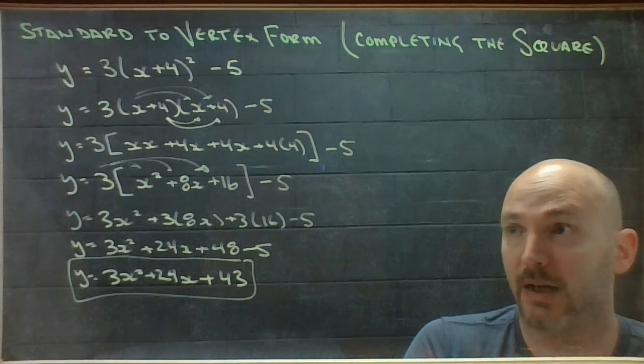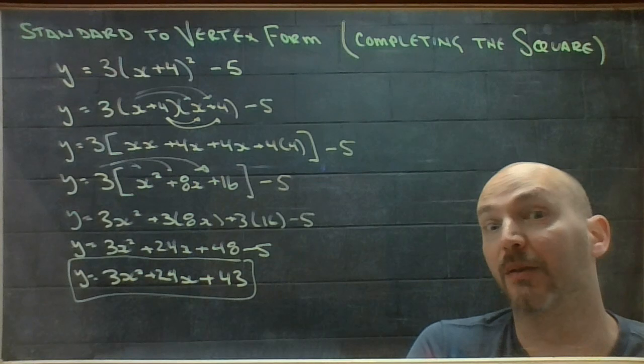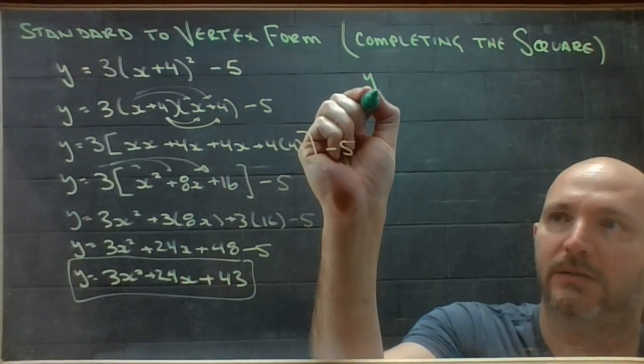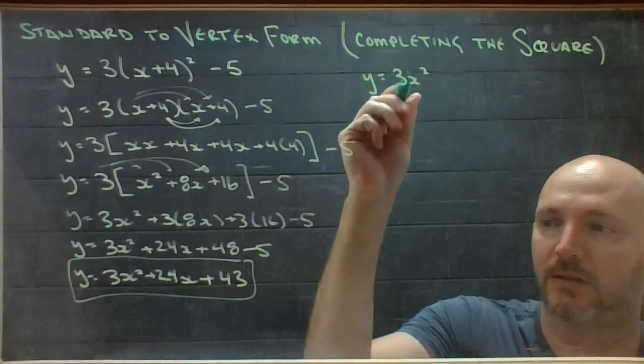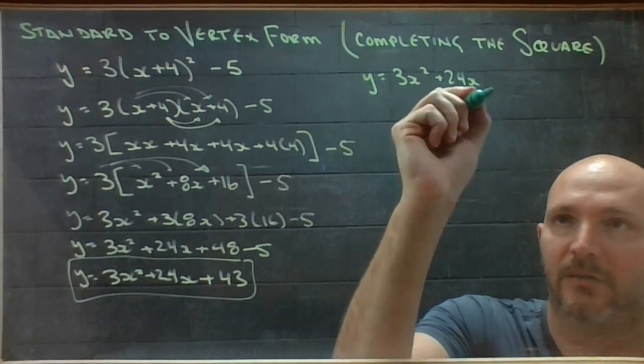Great. So I can go from vertex form to standard form. Now we're going to try and undo this. So y equals 3x squared plus 24x plus 43.